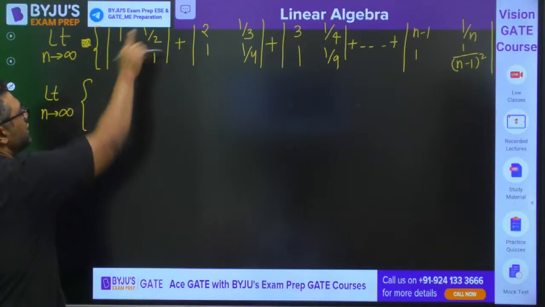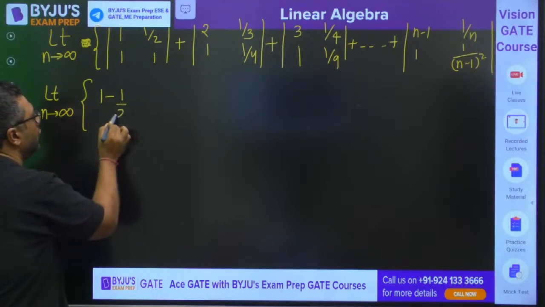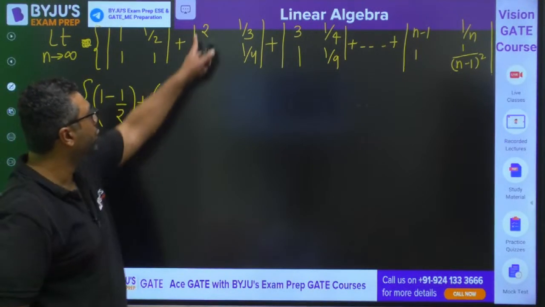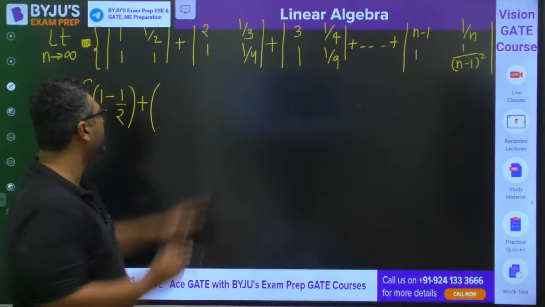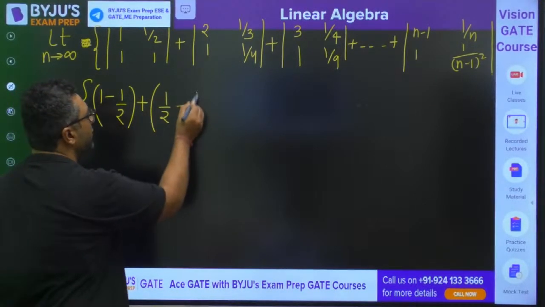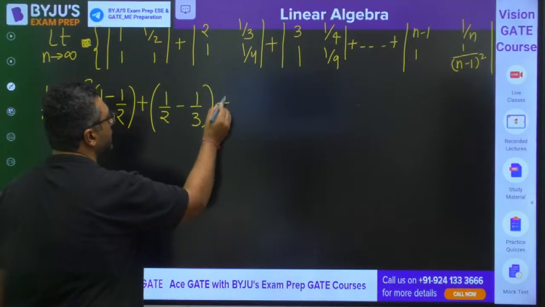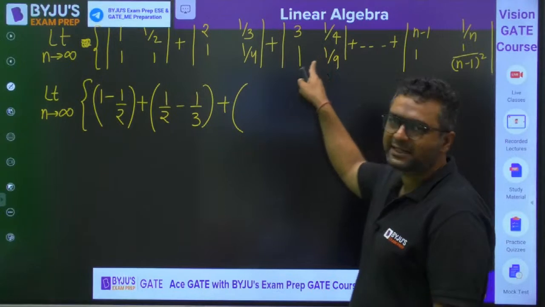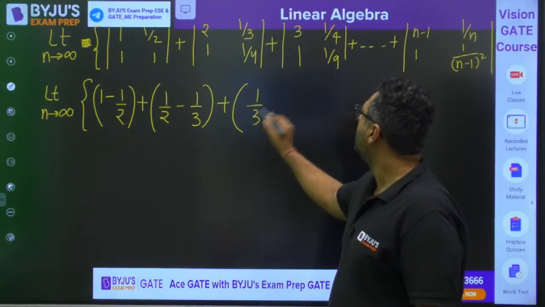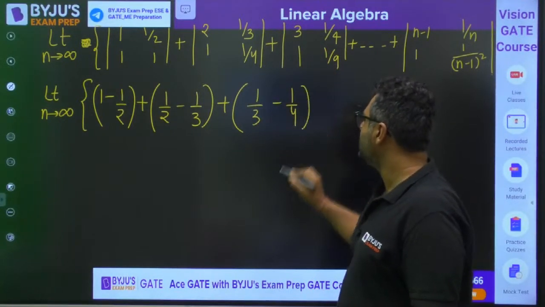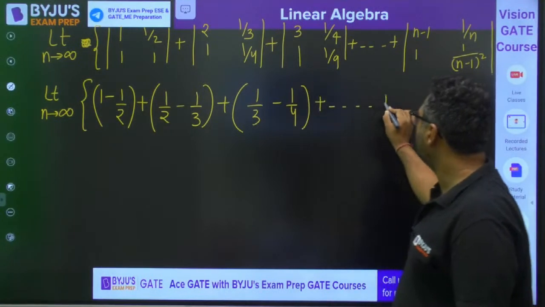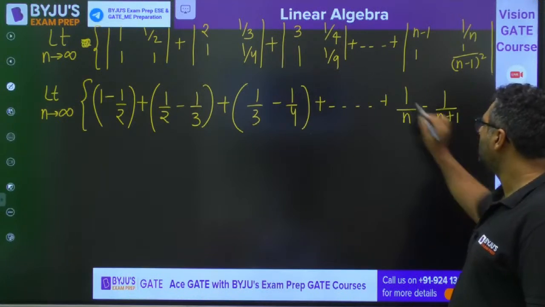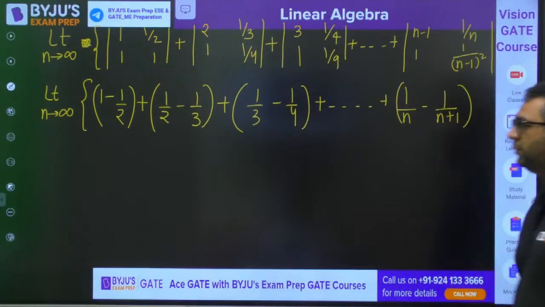This will be 1 minus 1 by 2, plus. When you solve this, 2 into 1 by 4 is 1 by 2 minus 1 by 3. It will be 1 by 2 minus 1 by 3, plus. When you solve this, 3 into 1 by 9 is 1 by 3 minus 1 by 4. Similarly, you can say 1 by n minus 1 by n plus 1.